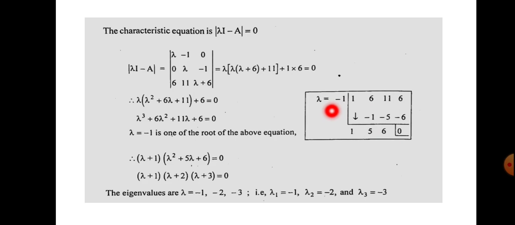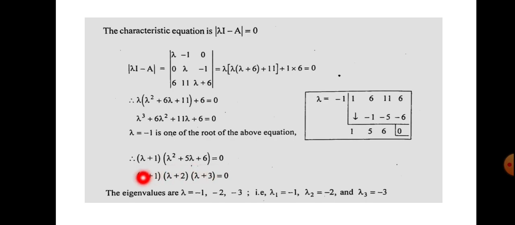So when lambda equal to minus 1 is a root, then the rest of the terms will be constituted by these coefficients 1, 5, 6. That is lambda square plus 5 lambda plus 6. So you can write the equation as lambda plus 1 into lambda square plus 5 lambda plus 6 equal to 0. So this can be factorized as lambda plus 2 into lambda plus 3.